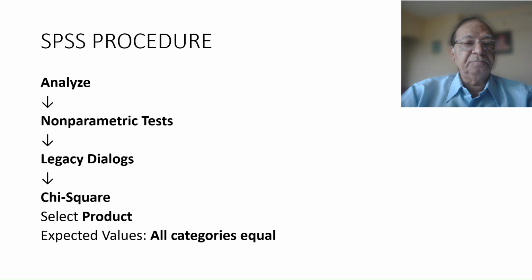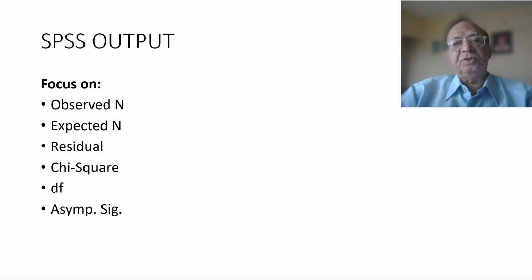Let us work on SPSS. After weighting the cases, go to Analyze, select Non-Parametric Tests, then choose Legacy Dialogs and then chi-square. Move the product variable into test variable list. Since our null hypothesis assumes equal preferences, select the option that all categories are equal. Then click OK. SPSS will calculate the observed frequencies, expected frequencies, chi-square statistics, degrees of freedom, and significance value.